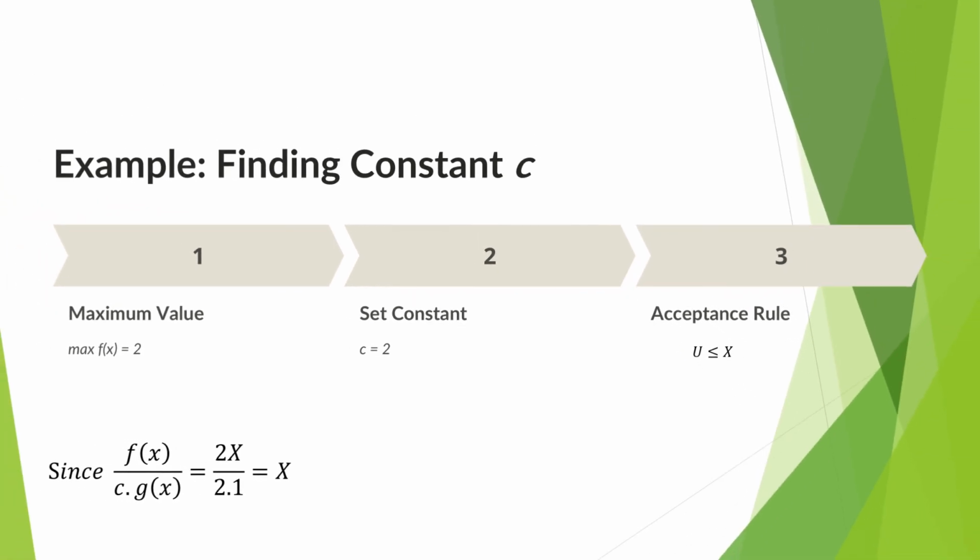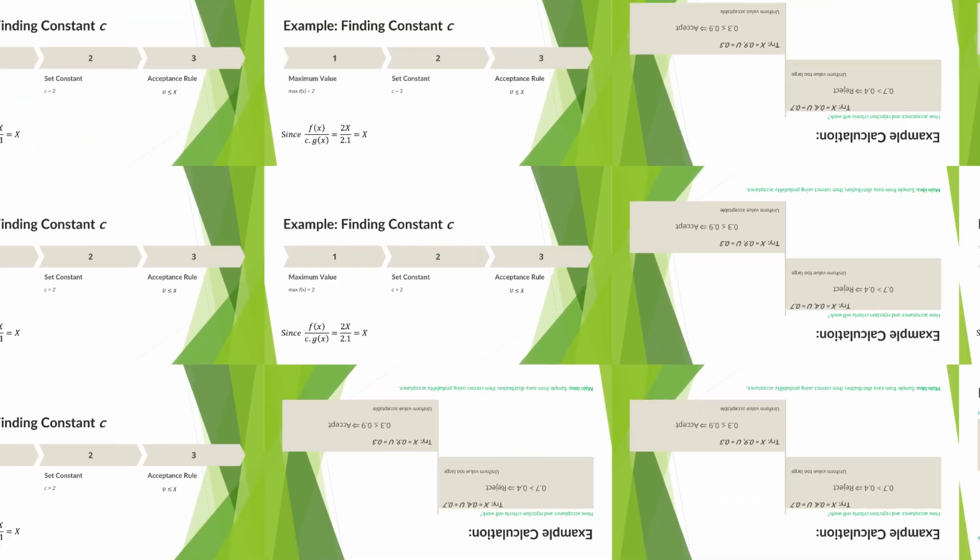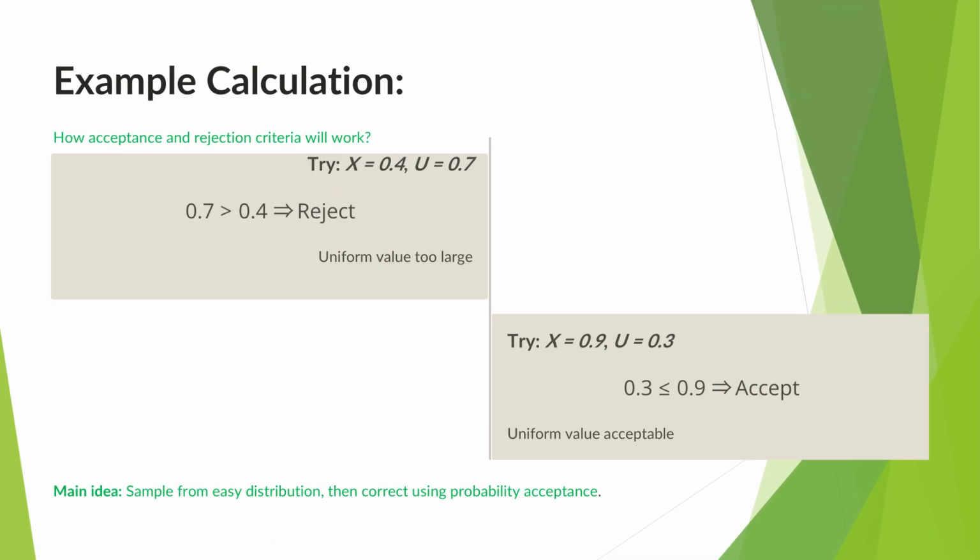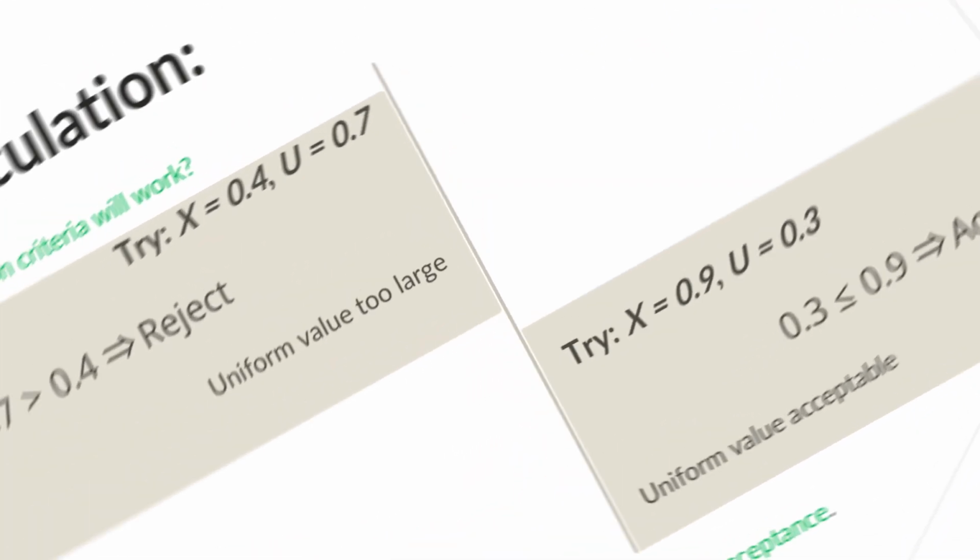Now, we can apply the acceptance rule in practice. In this case, the acceptance condition simplifies to u is less than or equal to x. For example, if x is 0.4 and u is 0.7, we reject the value because u is larger. If x is 0.9 and u is 0.3, we accept the value because u is smaller. This demonstrates how the method works step by step.